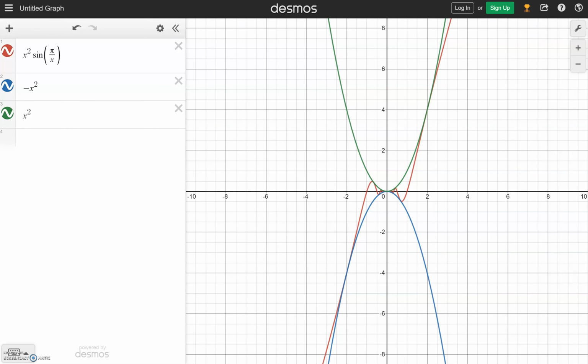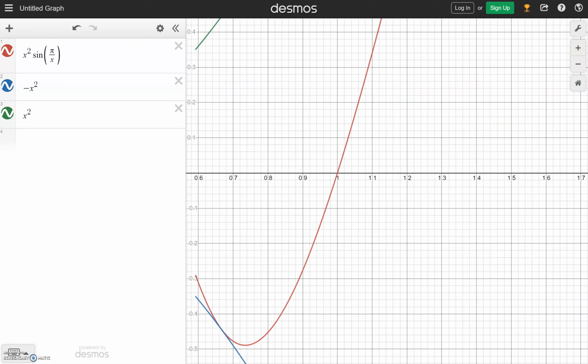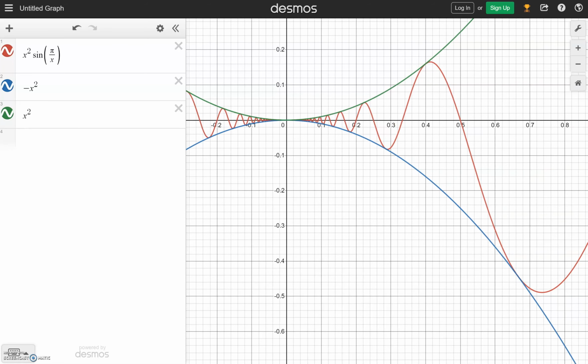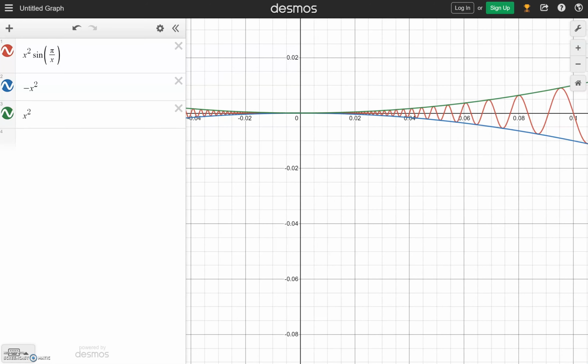If we look at this thing graphically, I have the x squared, the -x squared, and the red is the x squared sine of pi over x. If you start zooming in, you can see that the limit is kind of squeezed in between the two, which forces it to go to 0, even though the pi over x part on its own doesn't have a result. Using that squeeze theorem, we can squeeze in and see, oh yeah, it's got to be going to 0. It's forcing it to go to 0. So pretty cool to see that on the graph.